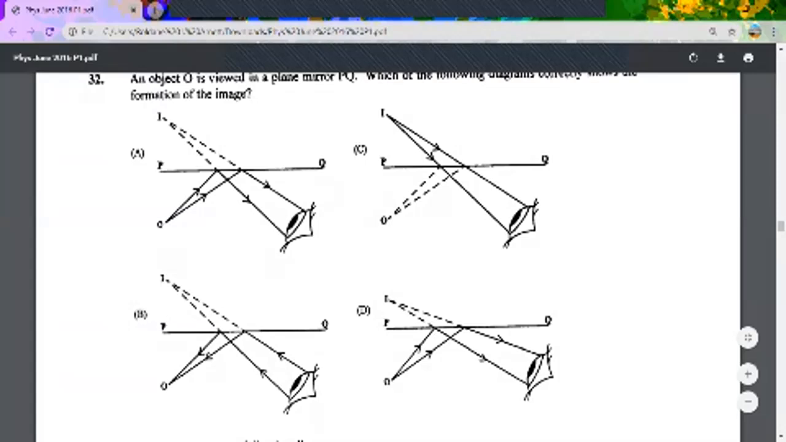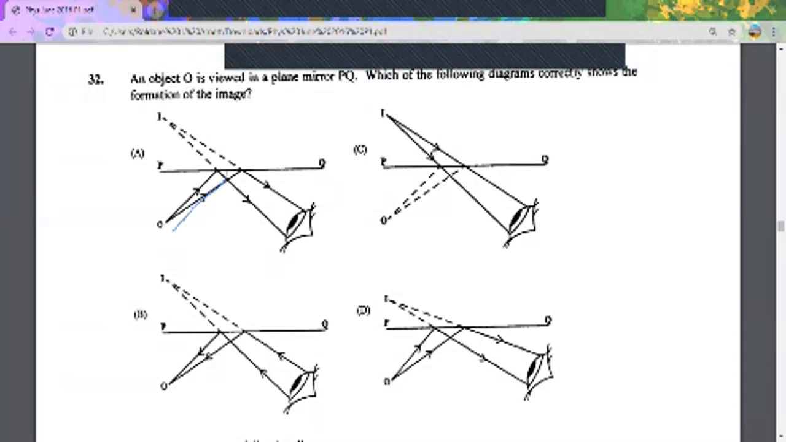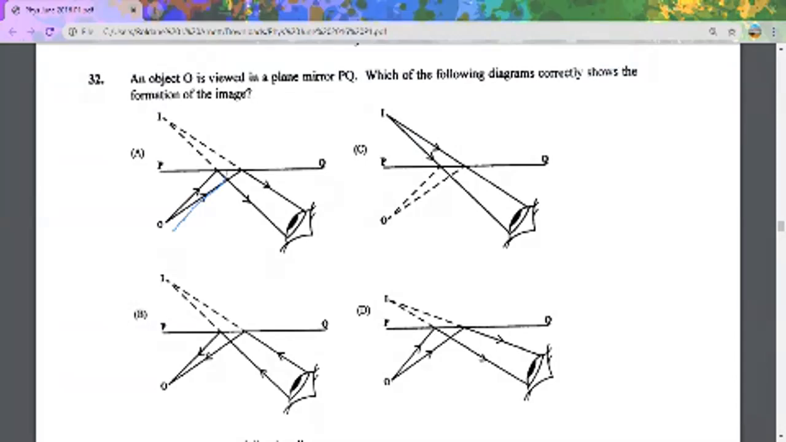So A shows the rays from the object, right? And then it shows those rays actually bouncing back from the mirror into the human eye. But the human perceives, as you can see by these broken lines, that it is actually coming from somewhere in the mirror. We also see that the depth is reflected. So the mirror reflects the image of the object with the same depth.